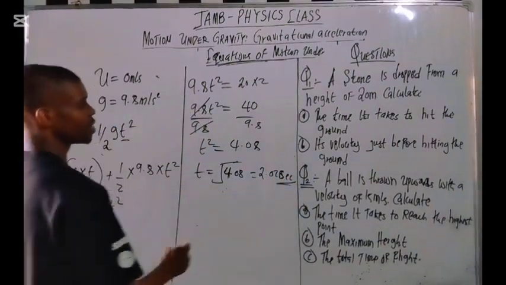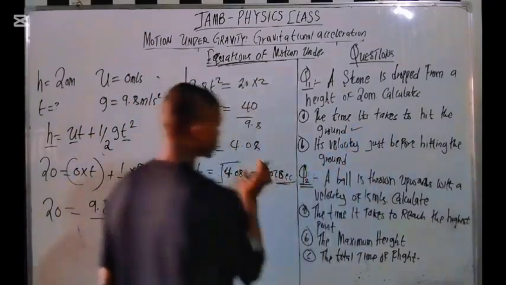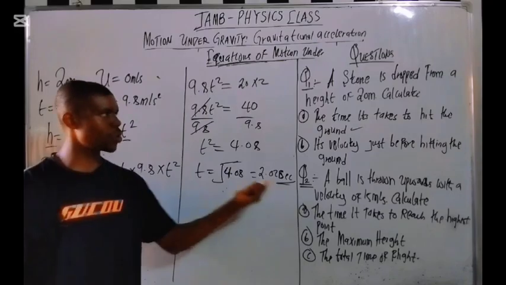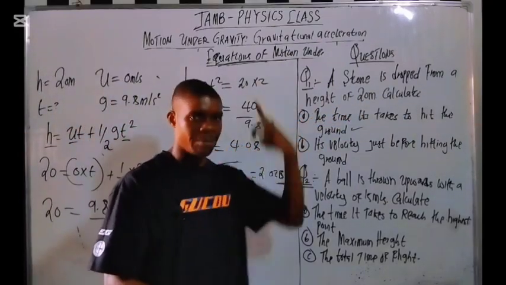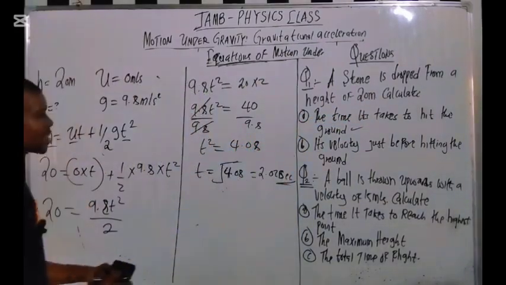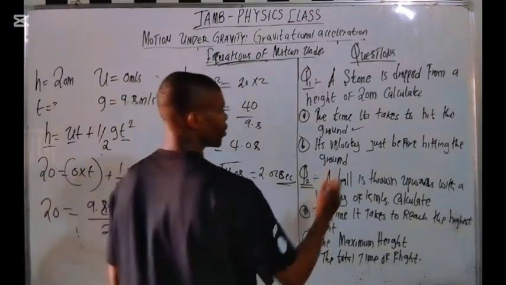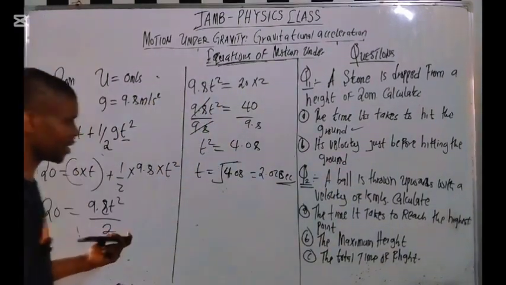So that is the first answer. This is the time it takes to reach the ground: 2.02 seconds when you drop from a height of 20 meters. Do you get that? The next thing you want to calculate is the velocity just before hitting the ground.